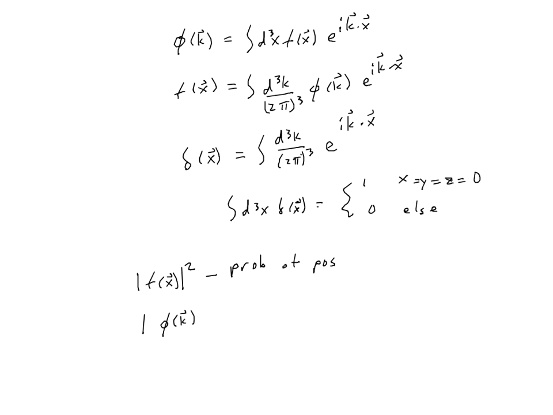Then this is the probability distribution of momentum. And so you can actually see how the two of them are going to relate to each other. Because the Fourier transforms, even though one of them is a function of x and the other is a function of k, they actually are related to each other. And let me show you how that falls out.